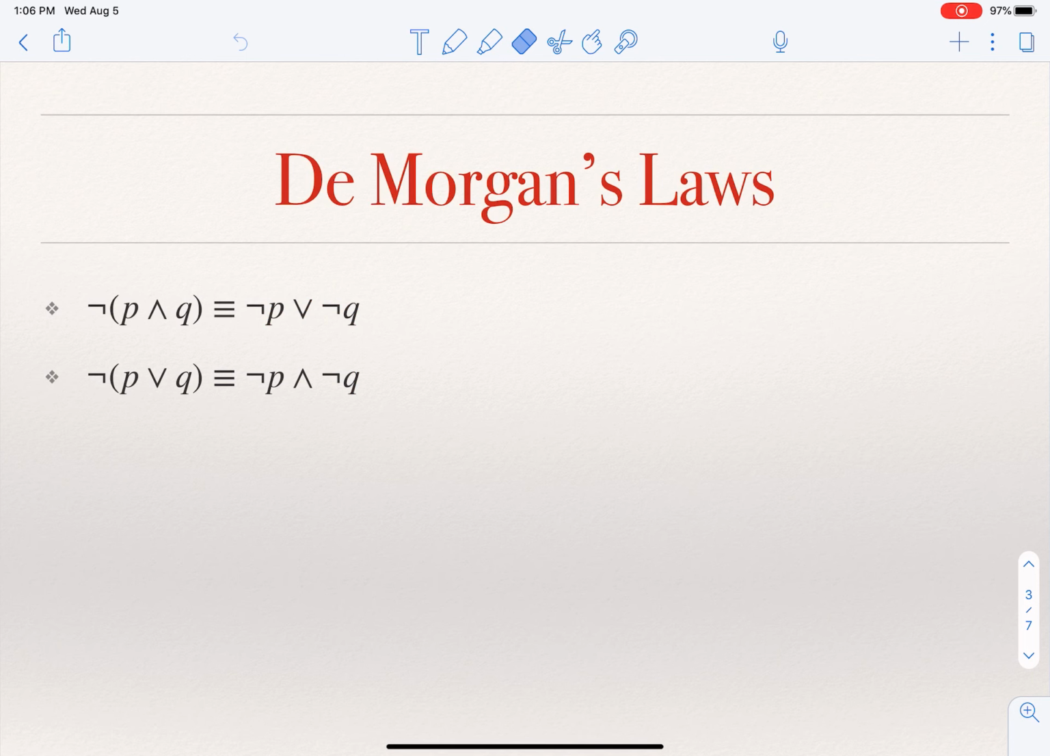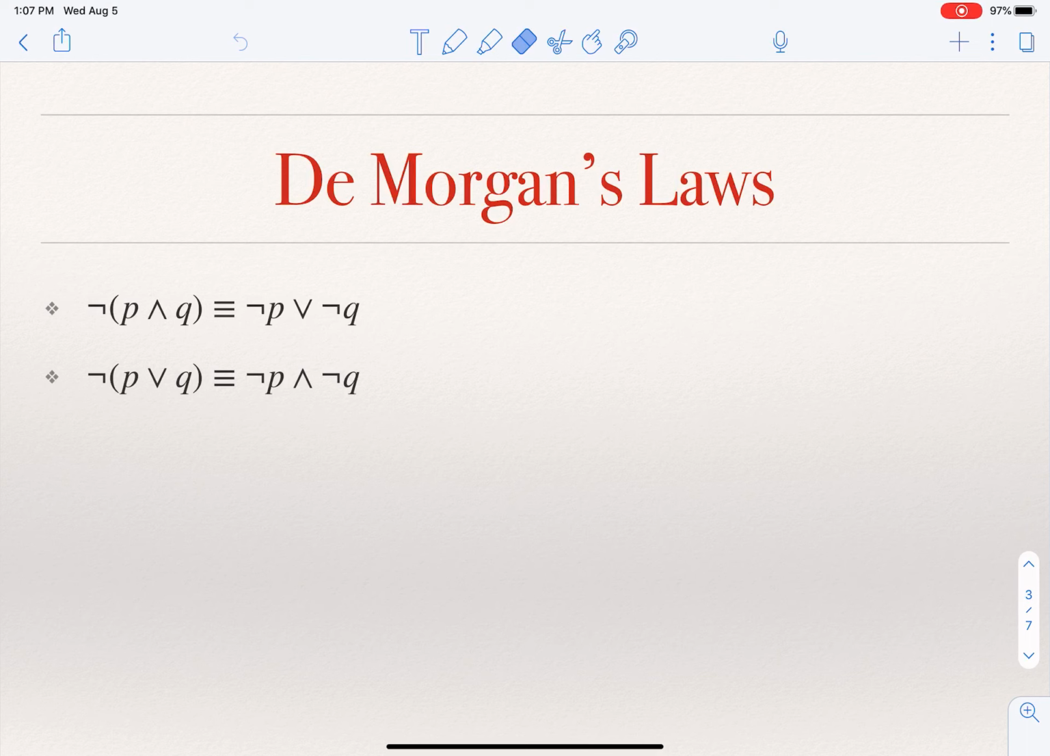For example, two of the most famous and most useful equivalences are what we call De Morgan's laws. What is the first one saying? The negation of a conjunction is the disjunction of negations. So the negation of P and Q is the same as not P or not Q. The second one says the negation of a disjunction is the same as the conjunction of negations.